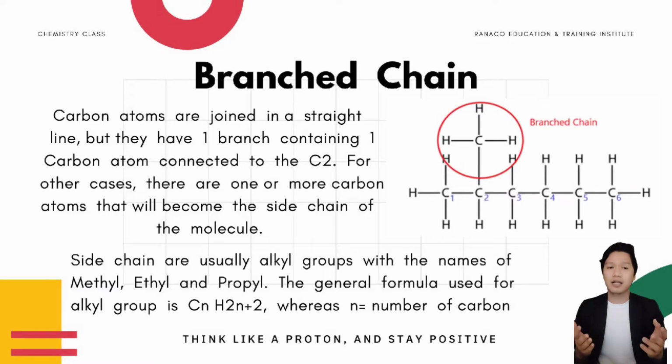For other cases, there are one or more carbon atoms that will become the side chains of the molecule. Side chains usually come from alkyl groups with the names of methyl, ethyl, and propyl. The general formula used for alkyl group is CnH2n+2, where n indicates the number of carbon atoms.